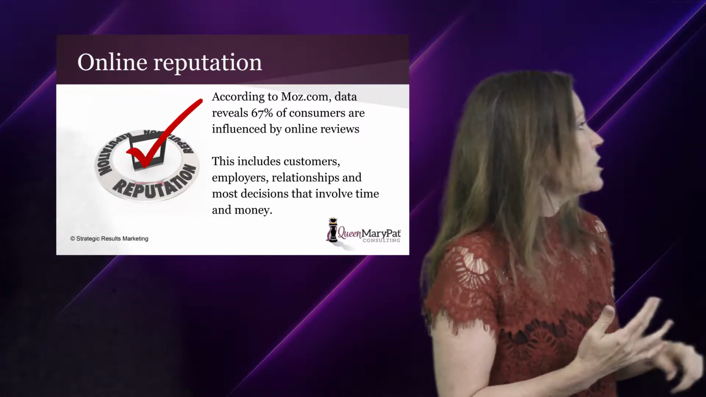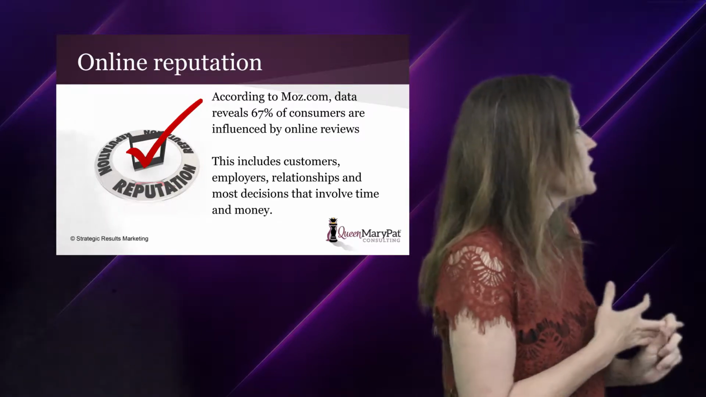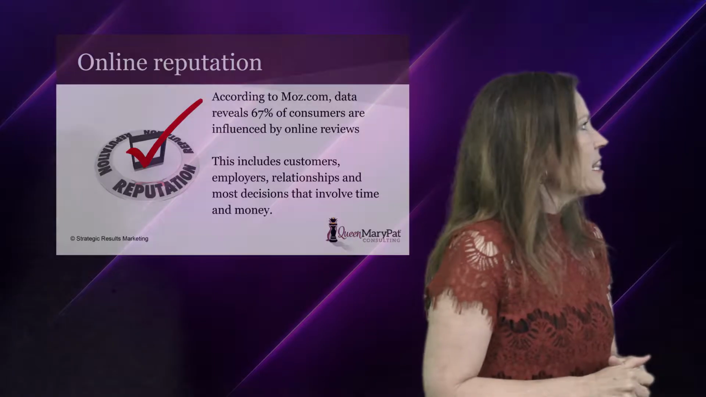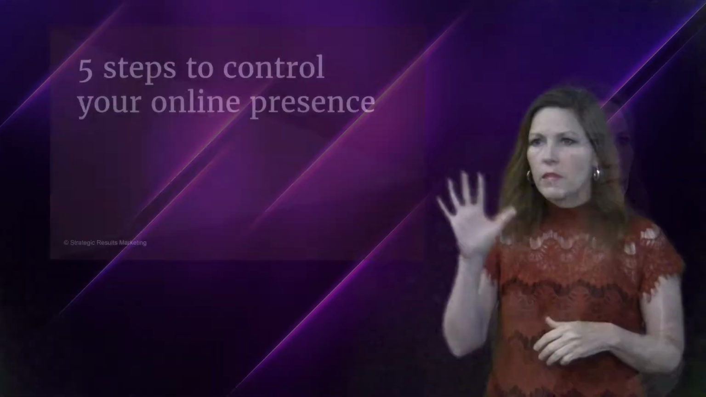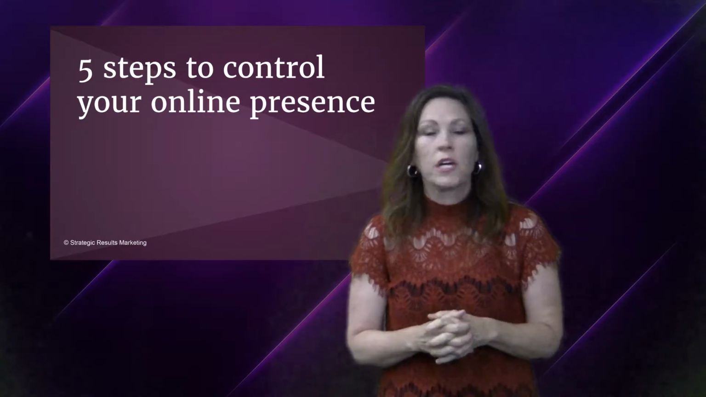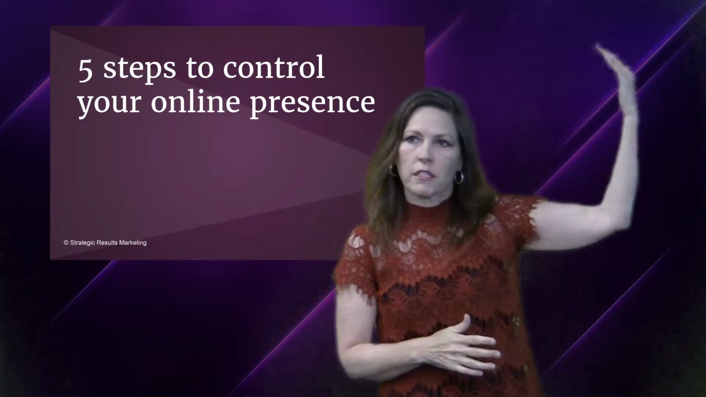This includes customers, employers, relationships. Think job seekers, think online dating, think any relationship that involves any kind of time or money. So not just consumer purchasing, not just eating out. Almost every aspect of your life can be incorporated into online. So now we're going to talk about 5 steps. This is what you need to do in order to control all this information. Would you like, actually, I'm going to take a step back.